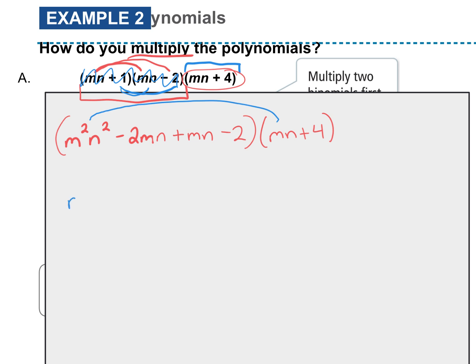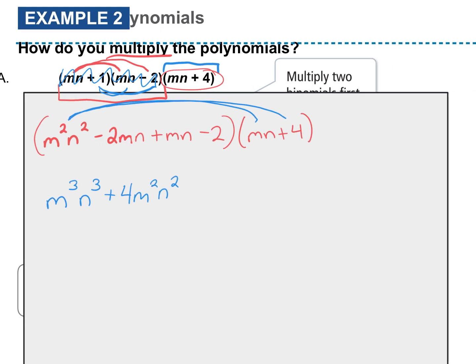How many m's am I going to have? 3. How many n's? 3. Now I take m squared, n squared times 4. So I get 4m squared, n squared. Now I do the same thing with -2mn. -2mn times mn. Yep. And then -2mn times 4 is -8mn. Yep. What do I do next?